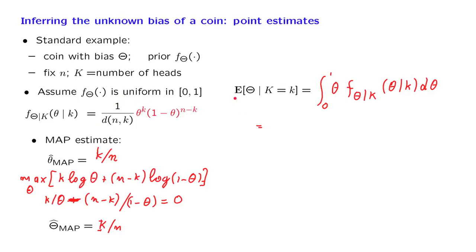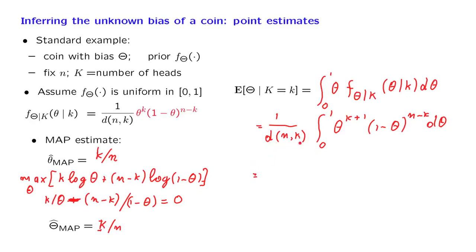This term here is a constant, so it can be pulled outside the integral. And inside the integral, we are left with this term times theta, which changes the exponent of theta to k plus 1. Then we have 1 minus theta to the power n minus k d theta. At this point, we need to do some calculations.